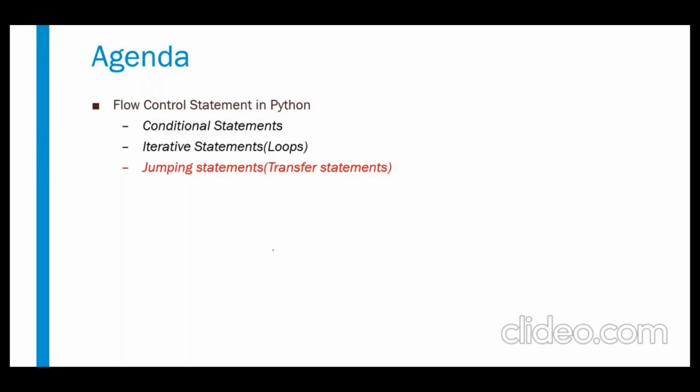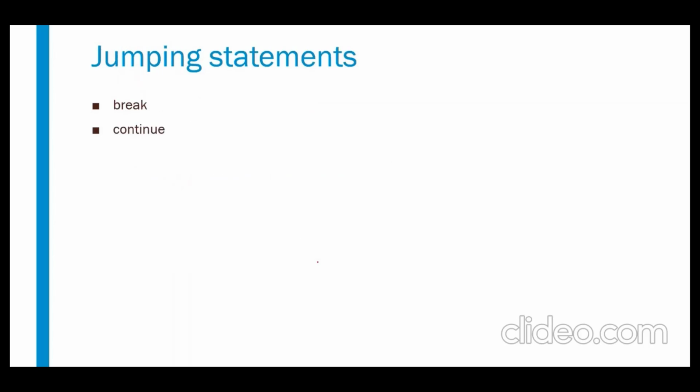So we were discussing flow control statements in Python. As part of that, we have already completed conditional statements and iterative statements in the previous videos. Now in this video, I'm talking about jumping statements or transfer statements in Python. In Python, we have two types of jumping statements. One is break, the other one is continue.